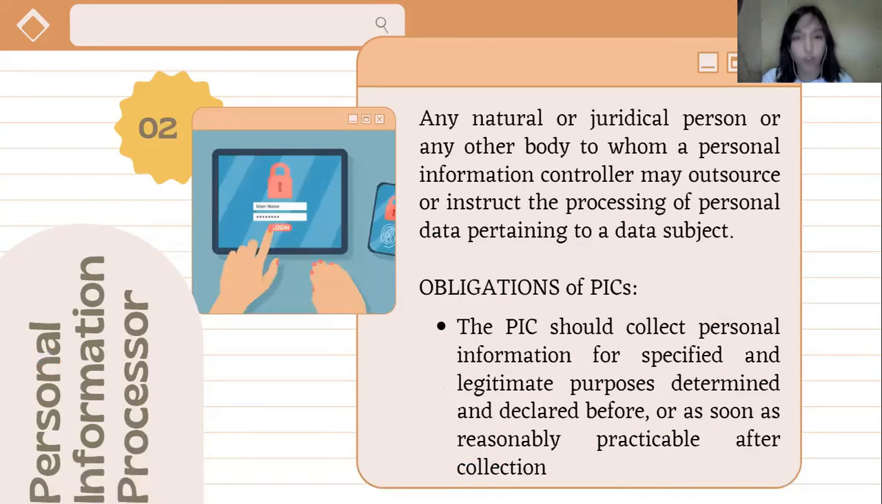Okay, but before we move on, why is the personal information controller important? This is because the data controller will be the one to dictate how and why the data is going to be used by the organization. And a data controller can process collected data using its own process.